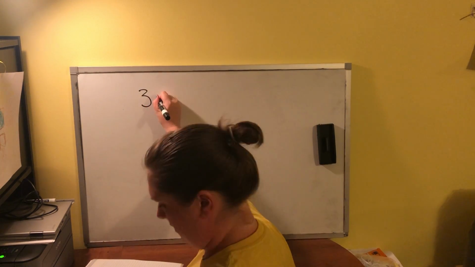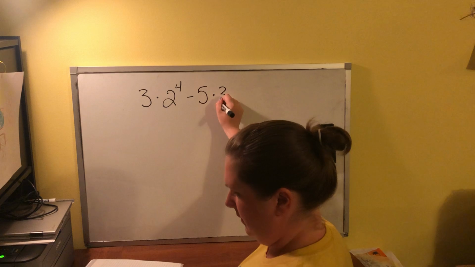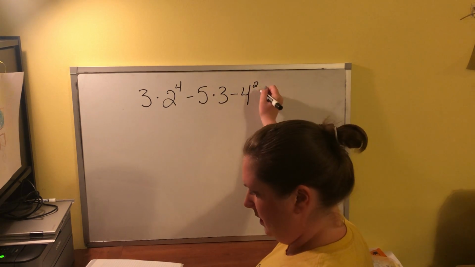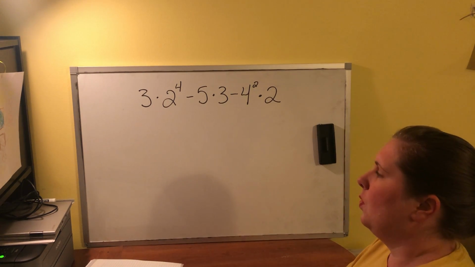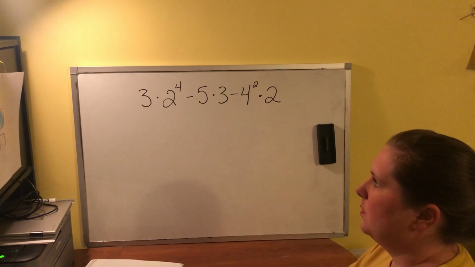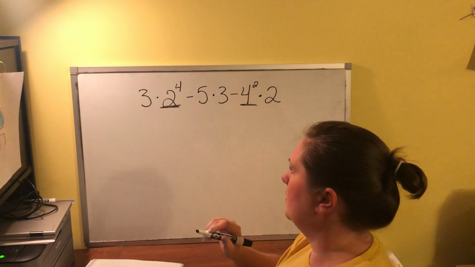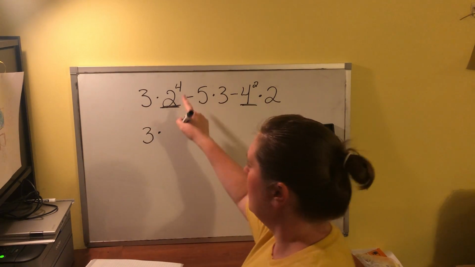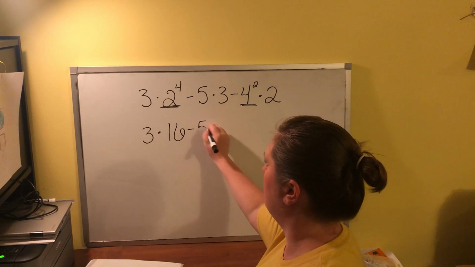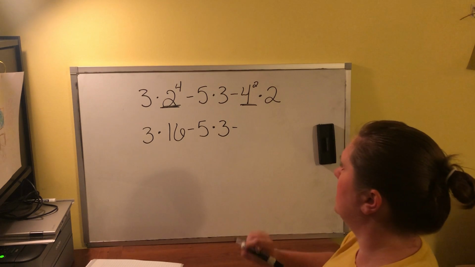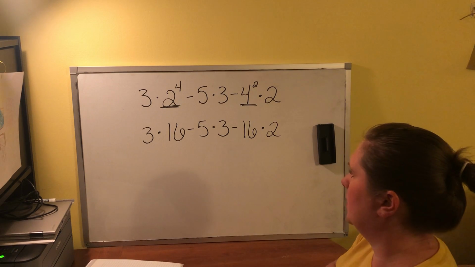So let's do 3 times 2 to the 4th minus 5 times 3 minus 4 squared times 2. Okay? Order of operations, we're looking for parentheses. We don't have any, so we move on to exponents. Well, I have 2 to the 4th and 4 squared. So we're going to go ahead and handle this first. So I have 3 times 2 to the 4th. So remember, you're doing 2 times 2 times 2 times 2 gives us 16 minus 5 times 3 minus 4 squared. 4 times 4, 16 times 2.